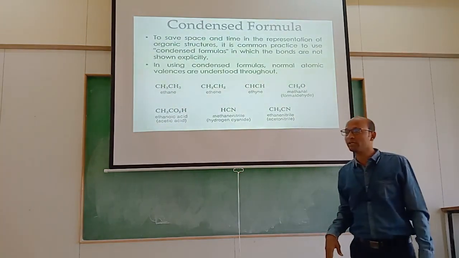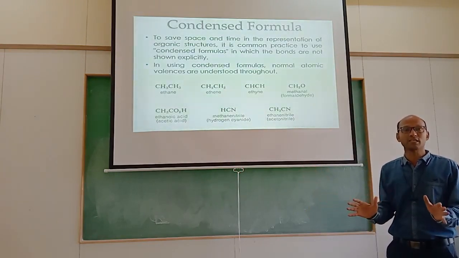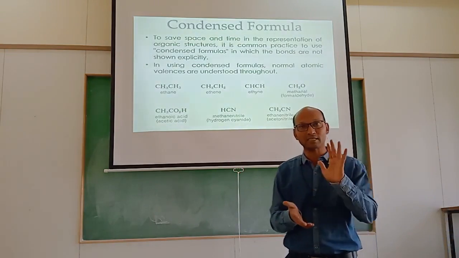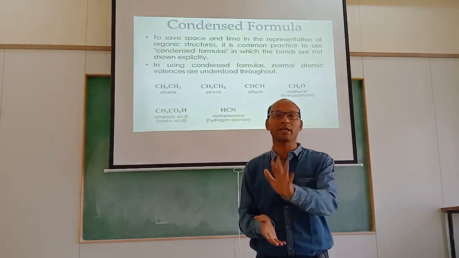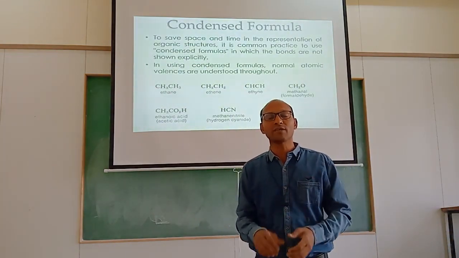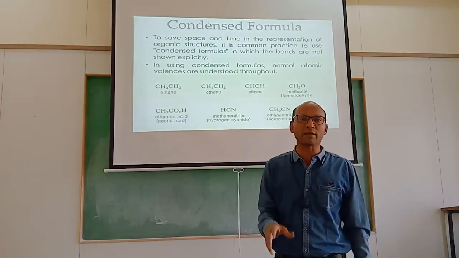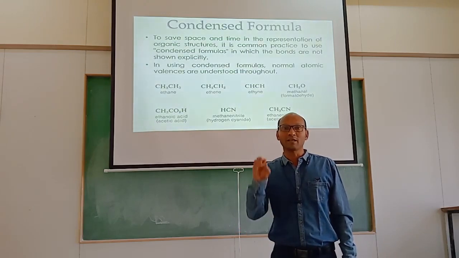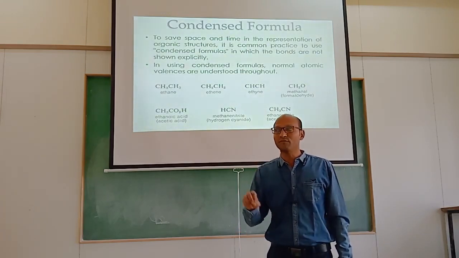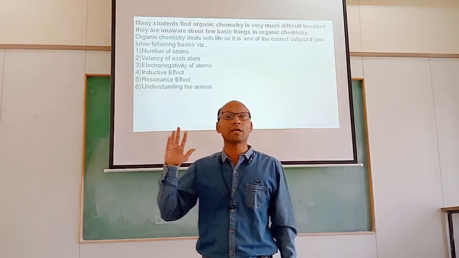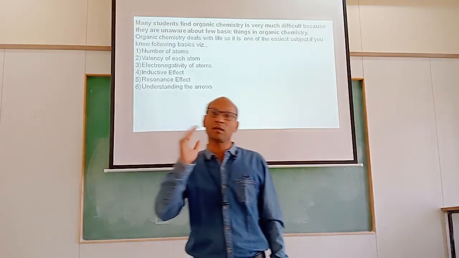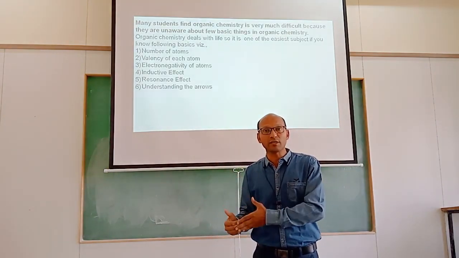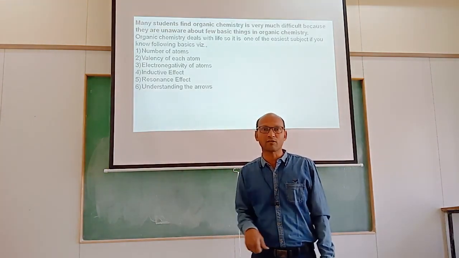Now in organic chemistry, there are many basic things. There are only 5 elements, that is carbon, hydrogen, nitrogen, oxygen and halogens. In the halogens, there is fluorine, chlorine, bromine and iodine. Now you remember that if you know the basic properties, that is, the atomic number, the electronegativity, the hydrogen bonding strength, or the valency, then it is quite easy to understand organic chemistry.